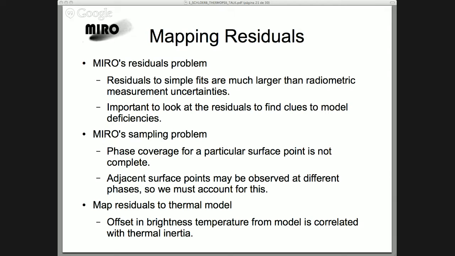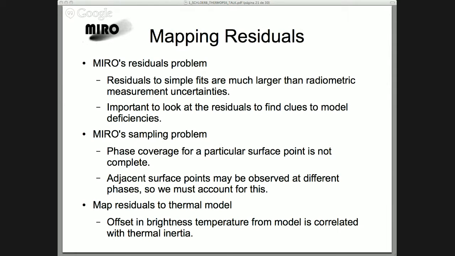And so what I'm going to show you is some results of simple fitting, basically what we see when we look at the residuals to a model mapped over the surface. I'm stuck with that because of the sampling problem. Okay, so in this case, we're looking at the residuals to the thermal model. You might imagine that since you're looking at different times of day for every single observation, it'd be a big complicated mess.